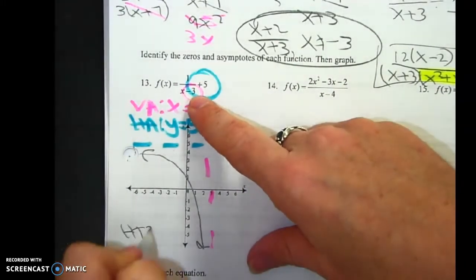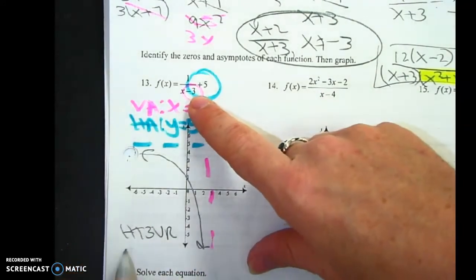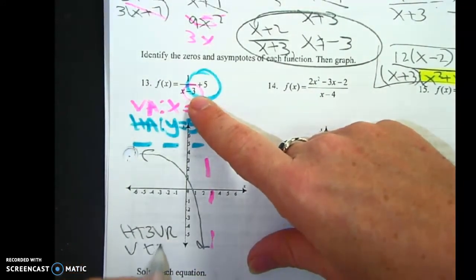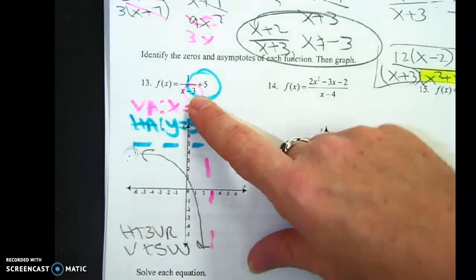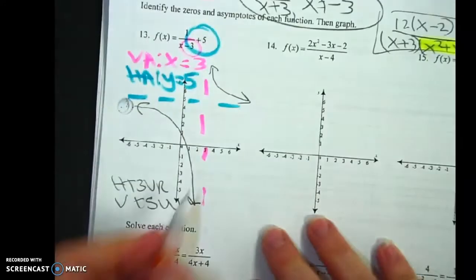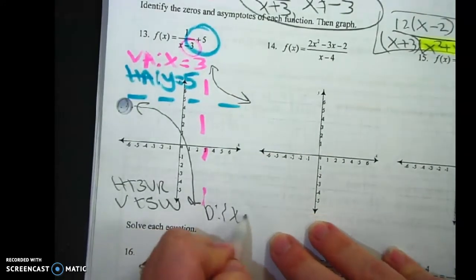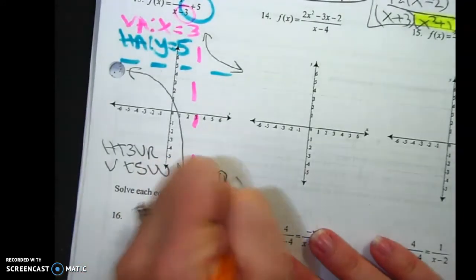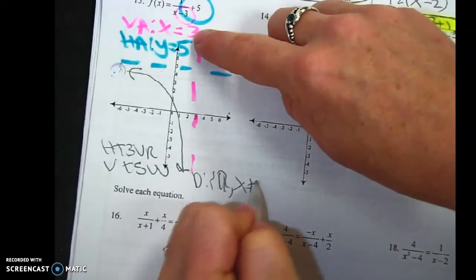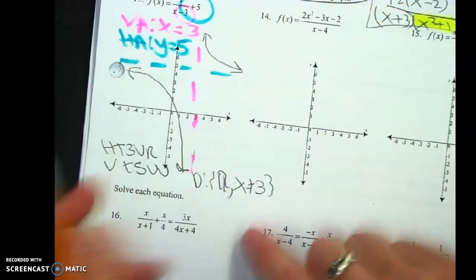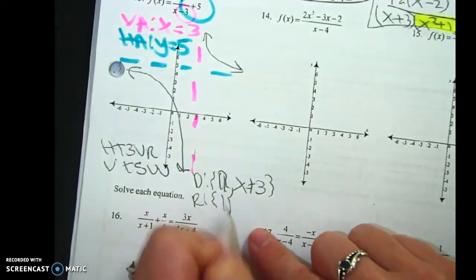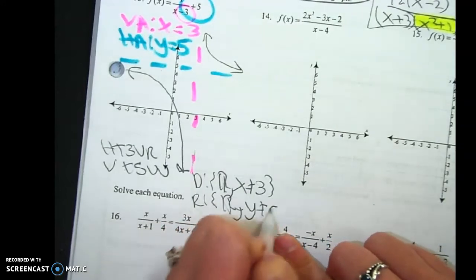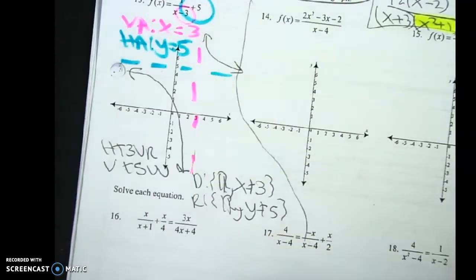If I'm talking about transformations: horizontal translation, 3 units right, not a straight shooter. Vertical translation, 5 units up. The y is a straight shooter. My domain, all real numbers, but x cannot equal 3, because that's the asymptote. Range, all real numbers, but y cannot equal 5. Okay?